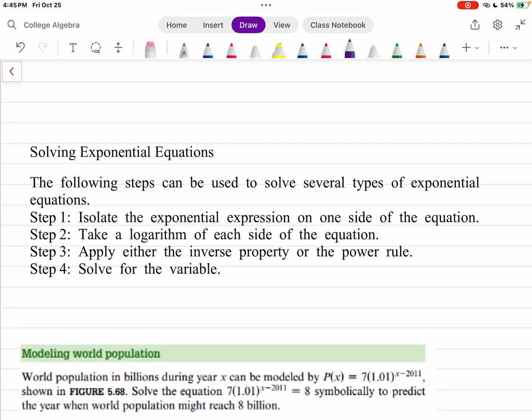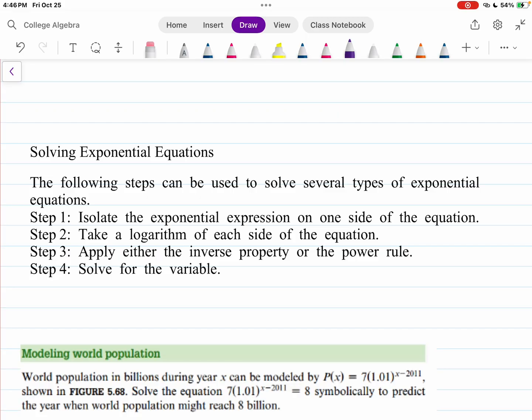Isolate the exponential expression on one side of the equation. So do some inverse operations. Get the exponential expression, like e to the 5x, or maybe it's 2 to the x plus 1, on one side of the problem by itself. Now we take the logarithm of each side. Again, try to take the log base whatever the base is that is being raised to the exponent. We use the same base there. It makes life easier. Apply either the inverse property or the power rule. That's just rewriting some things. And then solve for the variable.